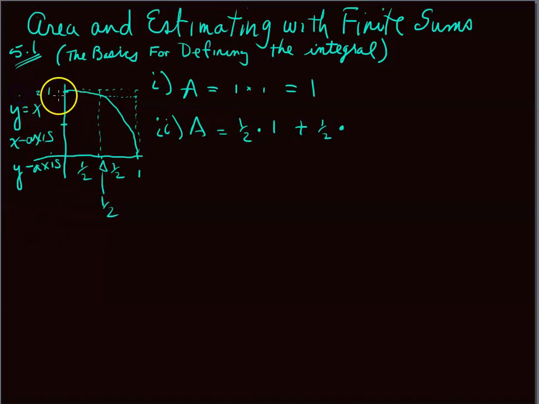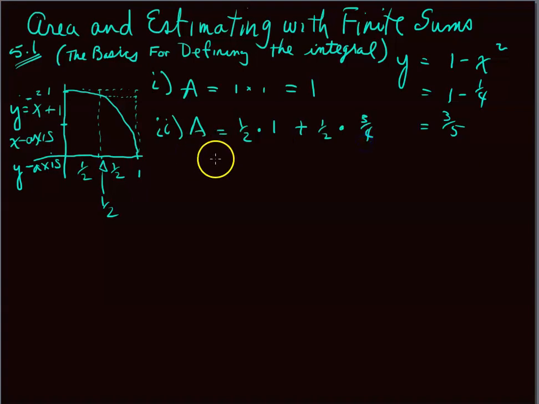It should be, because it's opening down, a negative x squared. And because it's up 1 unit, it's negative x squared plus 1. So let me write that over here. It's really 1 minus x squared. So when you put a 1/2 in here, you get 1 minus 1/4, or 3/4. That makes more sense. So this 1/2 width times the 3/4 height gives us 1/2 plus 3/8. Half is 4/8 and 3/8, so a total of 7/8.